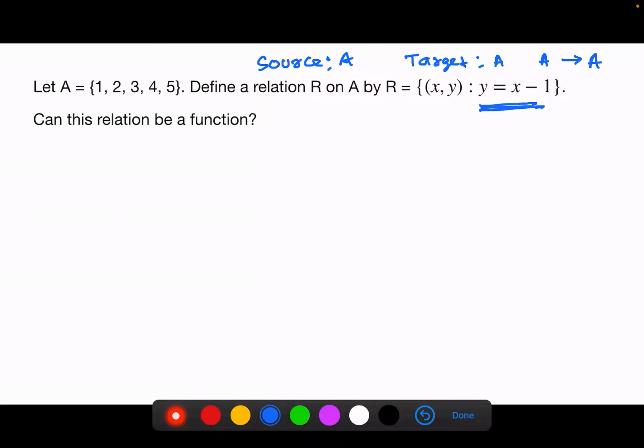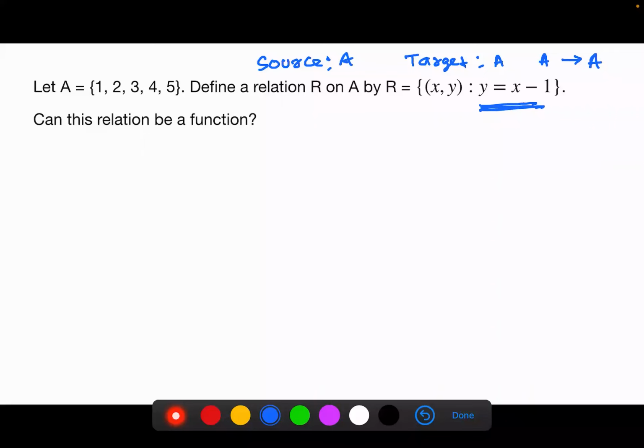Okay, guys, I'll pause here. Think about it. Do you think this relation can be a function? Let's understand this. Can this relation be a function?